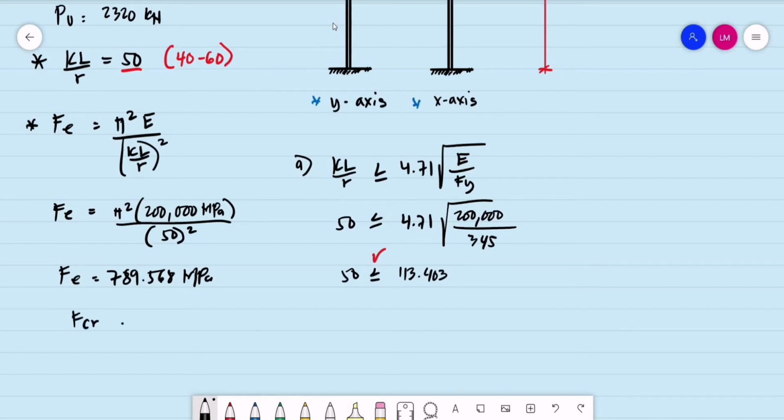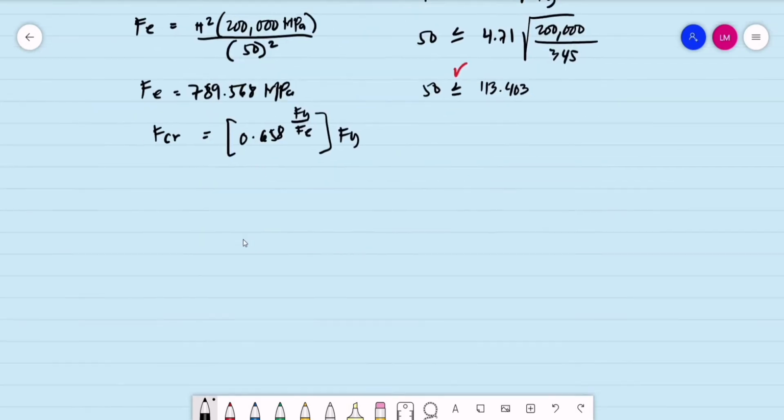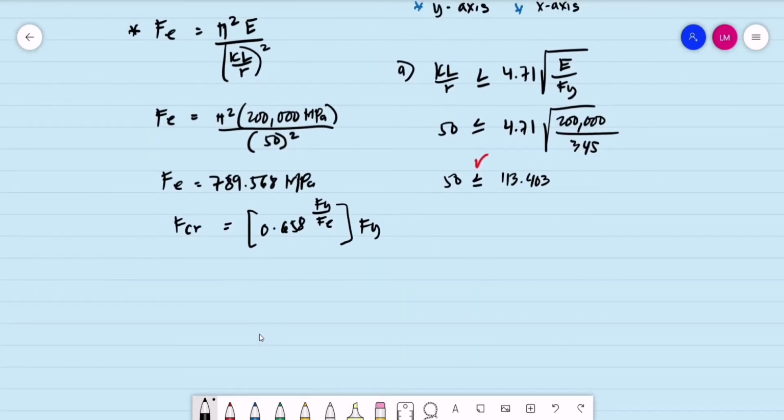F sub CR for that case is equal to 0.658 raised to Fy divided by F sub E, then multiplied by F sub Y. We are now ready to substitute. F sub CR is equal to 0.658 raised to Fy 345 divided by the computed value of F sub E, 789.568.